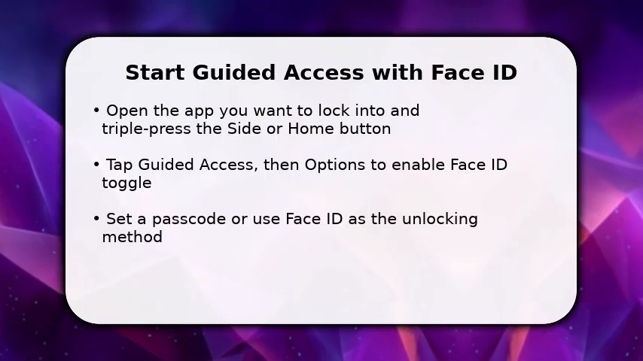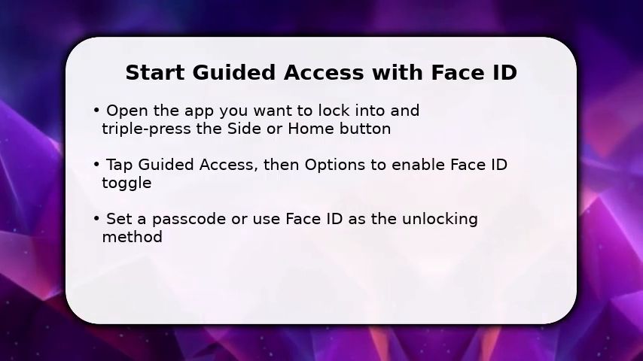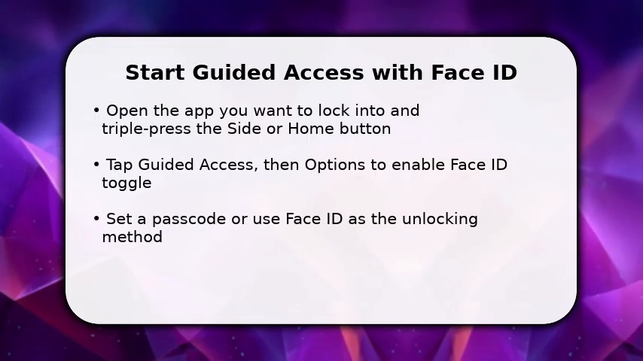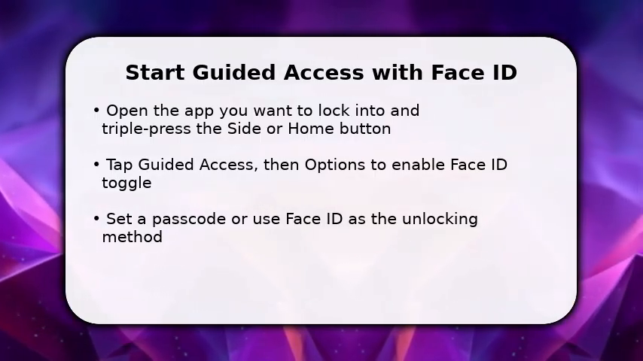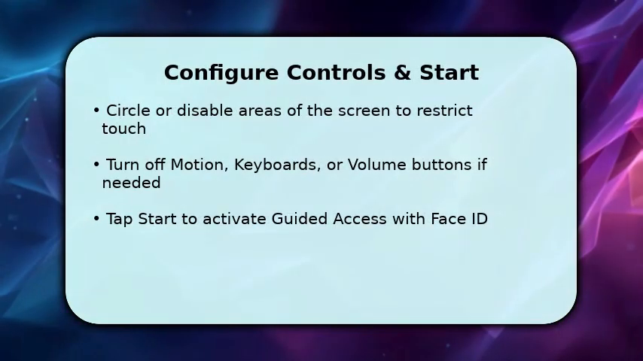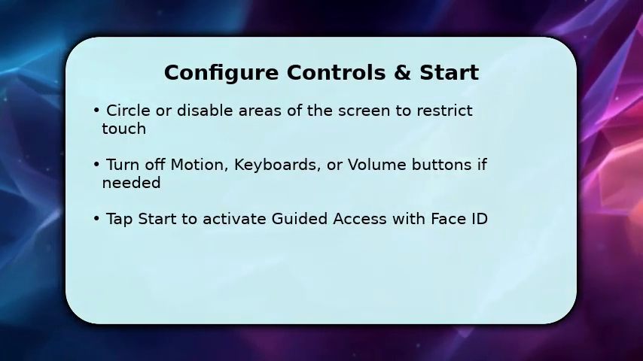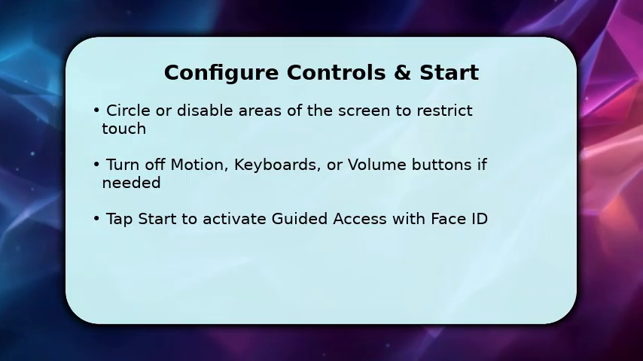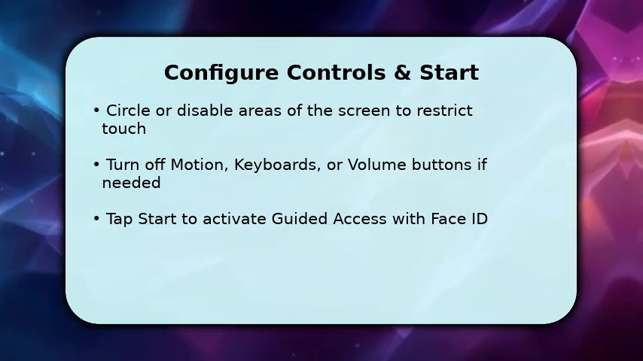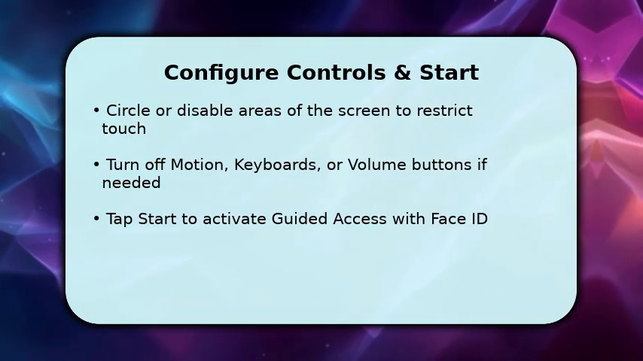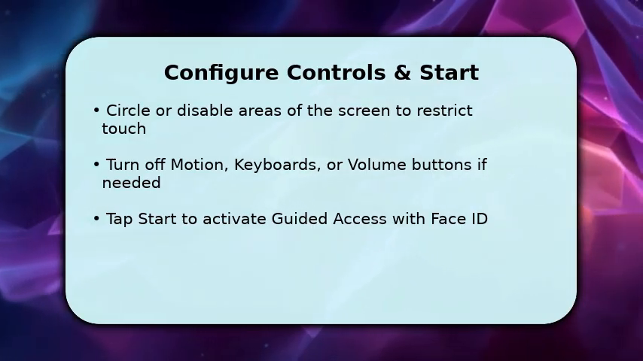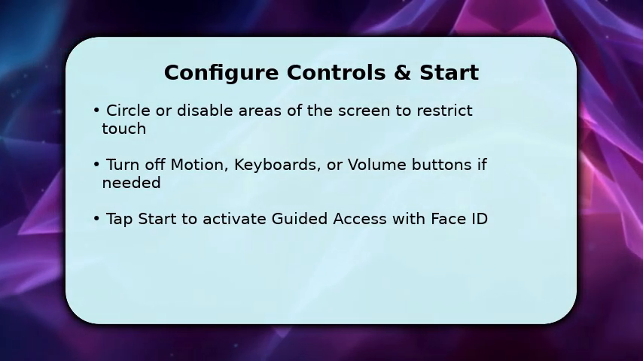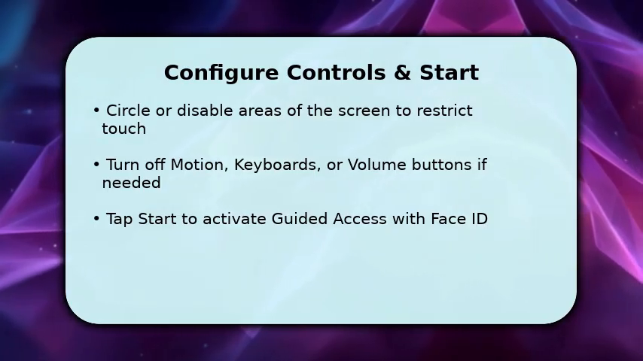Once done, adjust time limits or touch controls briefly, because those initial settings dictate behavior for the whole session and save you time later. Now you configure what the user can and cannot do. Use your finger to circle areas you want to disable. This prevents accidental taps. Then review options and toggle motion, keyboards, or volume buttons off if those could exit or disrupt the app. When everything matches your requirement, tap Start to begin guided access.